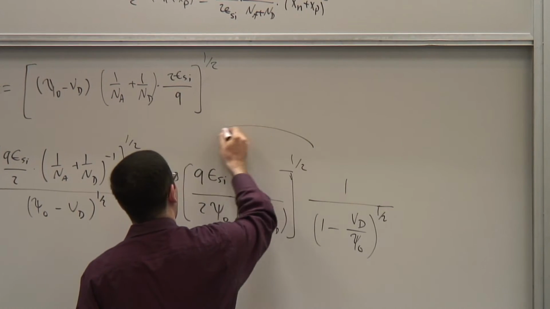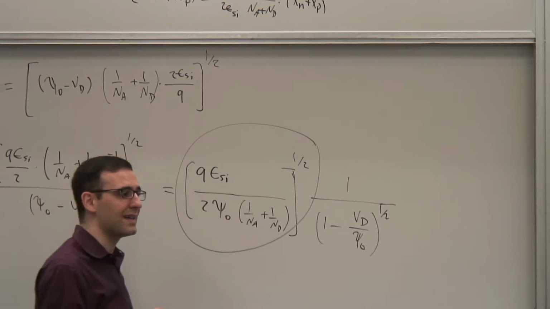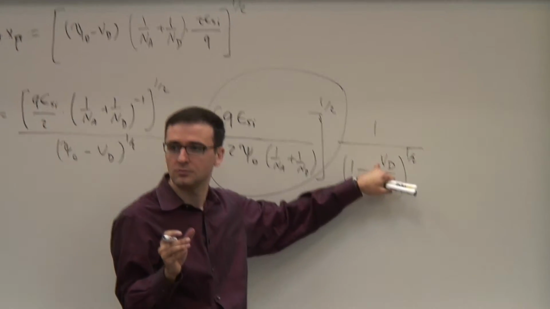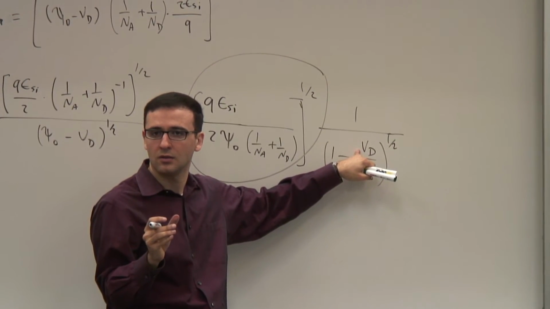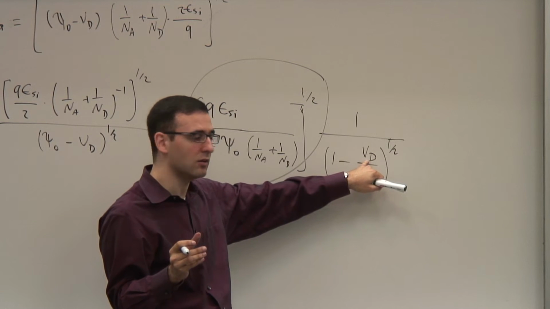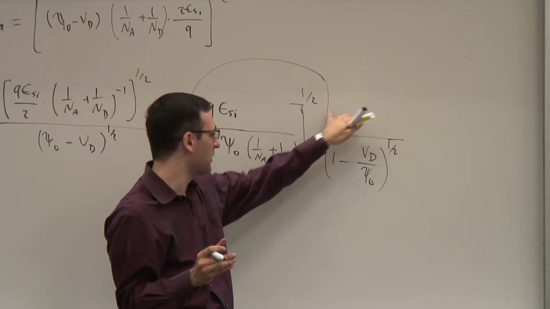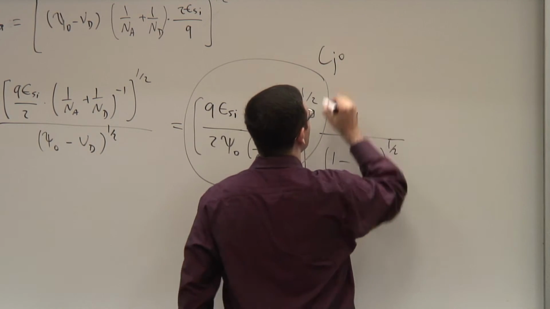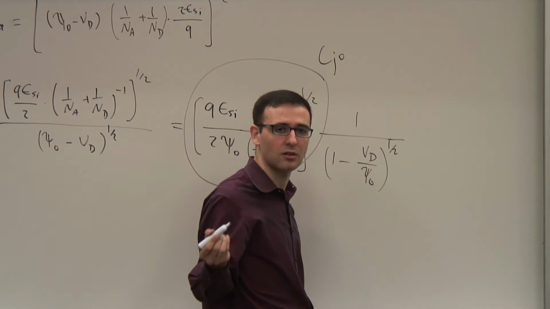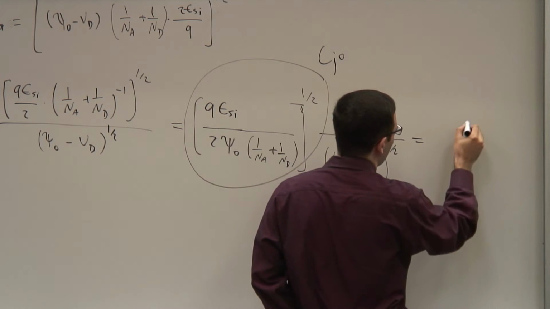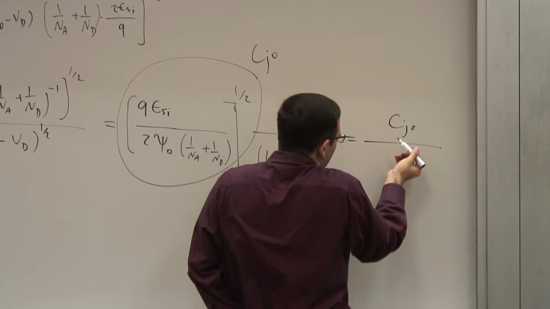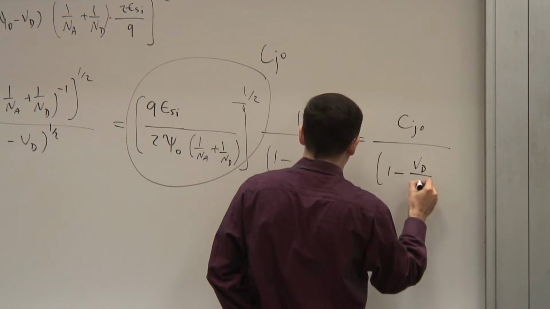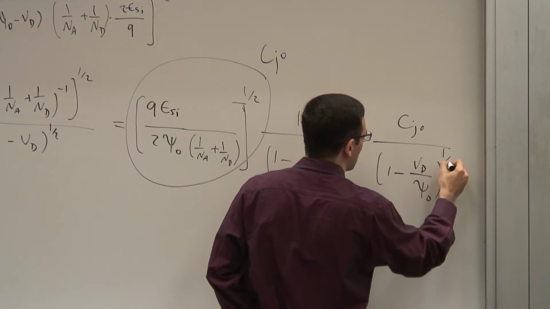And I can say, well, this is really nothing but the junction capacitance when VD is 0. When I apply no external potential, VD is 0, this term is 0, so this whole thing is 1. So this is basically what I call CJ0, the junction capacitance at 0 external potential. So I can rewrite this as CJ naught over the square root of 1 minus VD over psi naught.